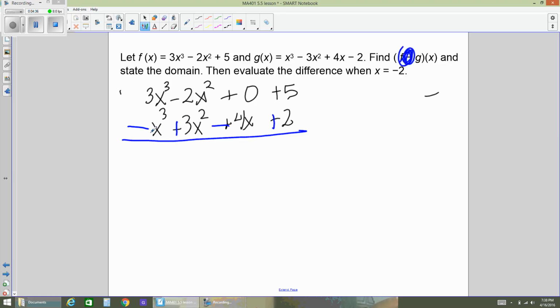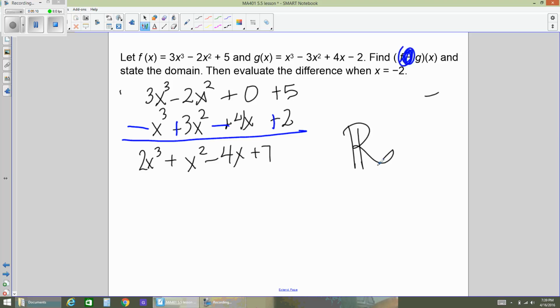Okay, so when I subtract now, I'm going to go ahead and get 2x cubed plus x squared minus 4x plus 7. Now, this is a cubic function, not a cube root function, and cubic functions have a domain of all real. So I basically have an all real minus an all real. So it is still a domain of all real numbers.